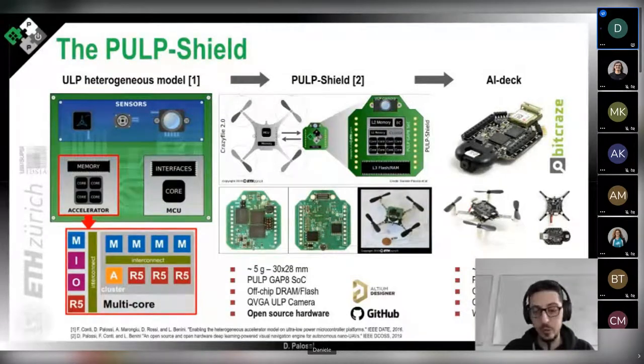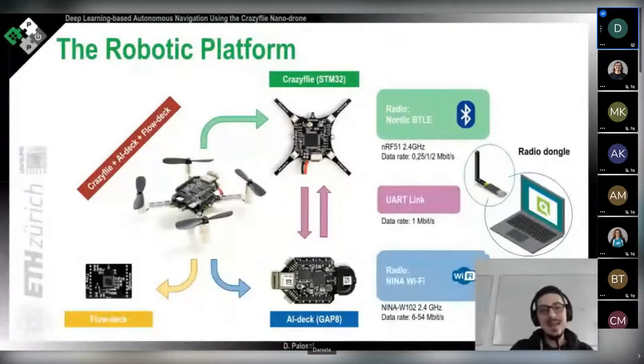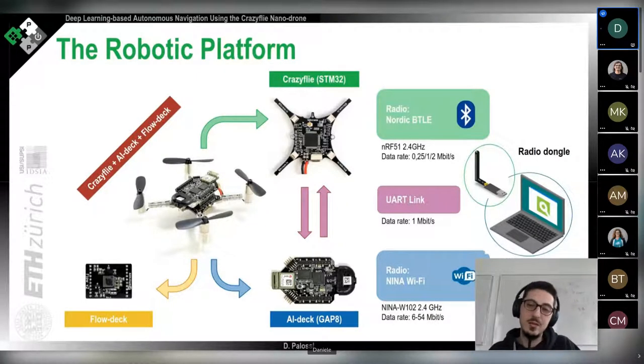So in the end, the robotic platform that we use and refer to in the next part of the talk is probably the one that you are also quite familiar with, composed by the Crazyflie main board, the AI deck as an extension of the computational capabilities, and the flow deck to improve the state estimation of the system.